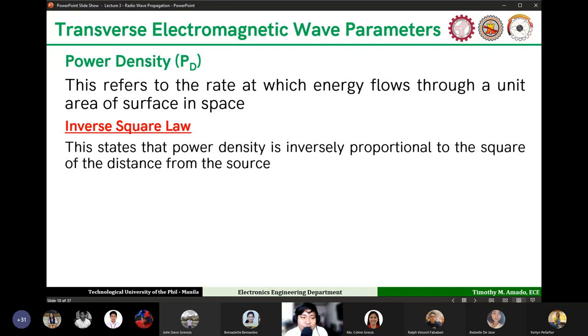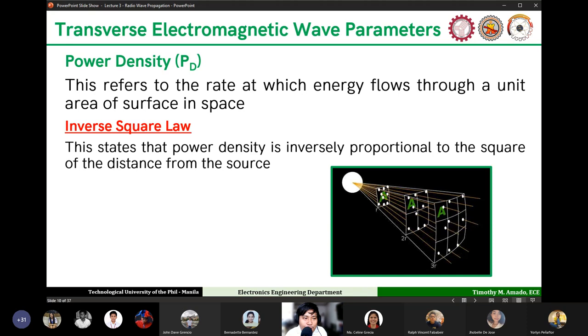Now, the question is why? This is because of the concept of power density and the inverse square law. Inverse square law states that the power density is inversely proportional to the square of distance from the source. Here's a good illustration of what happens in the inverse square law. Sabihin natin na yung signal natin is composed of 9 energy particles. Syempre hindi naman ganun in reality, kumbaga visual representation lang 'to. Yung signal mo, 9 energy particles ang lakas niya.